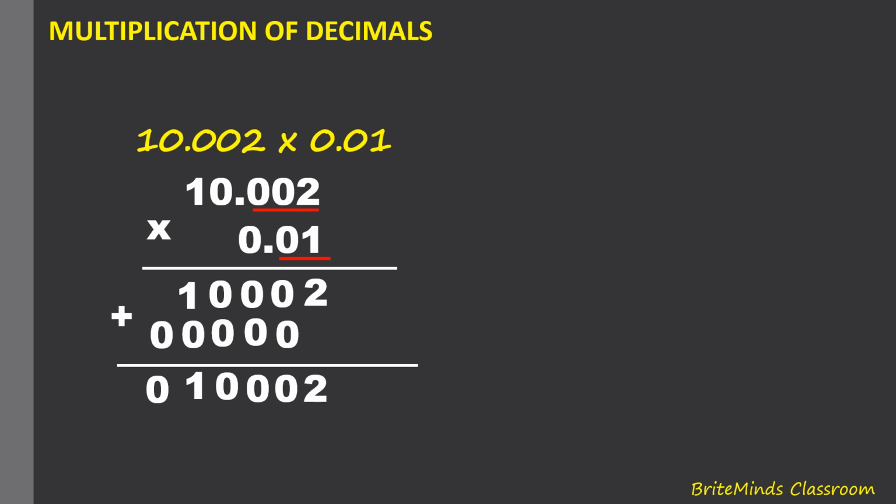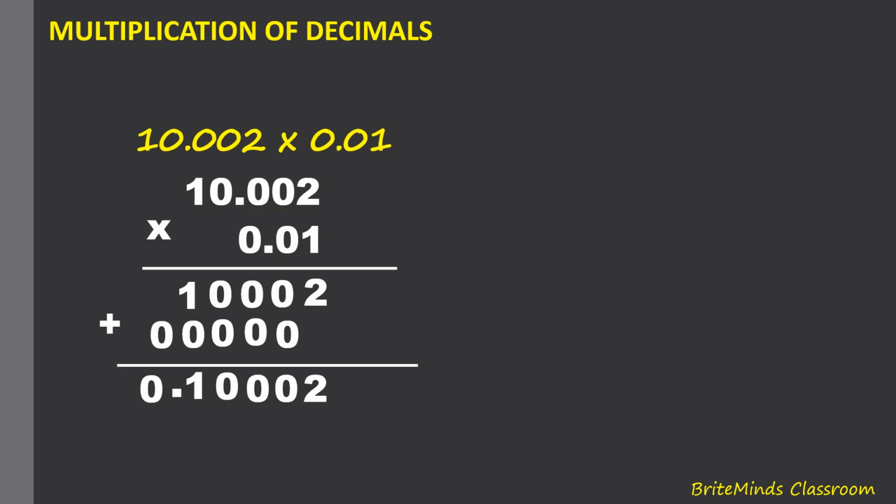And then the last step, move the decimal point to the left by the sum of decimal places of the factors. So since we have 5 decimal places, we will move to the left starting from the last digit, which is 2. So 1, 2, 3, 4, 5. So the decimal point is in between 0 and 1. So our answer for 10.002 times 0.01 is 0.10002.